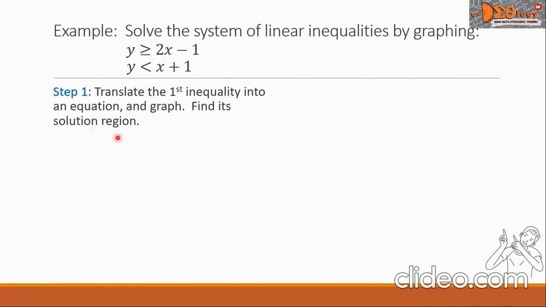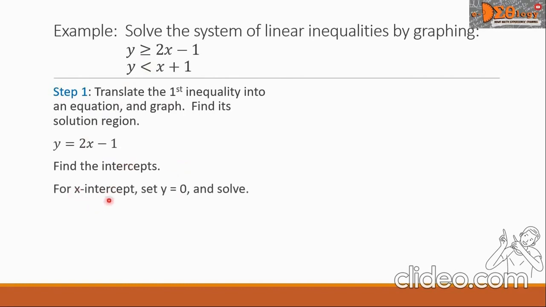Find its solution region. So the first inequality is y is greater than or equal to 2x minus 1. We will copy it down here. However, instead of the inequality sign, we will change it into an equal sign. So we have now y equals 2x minus 1. And then we will graph this. First, we will find the intercepts.